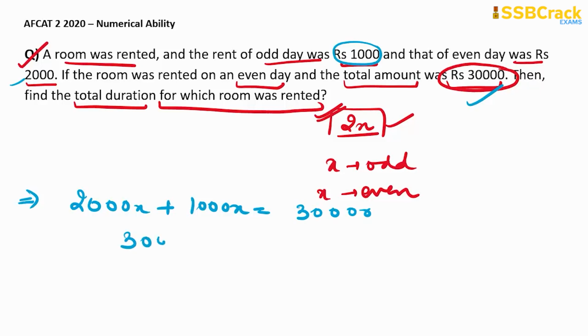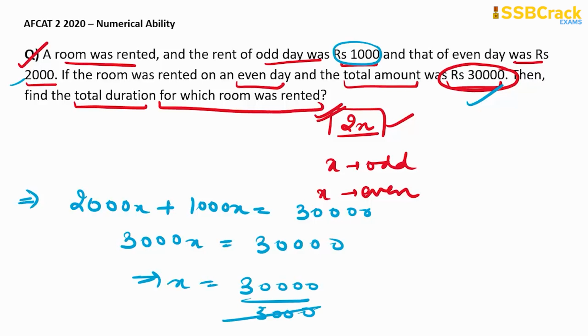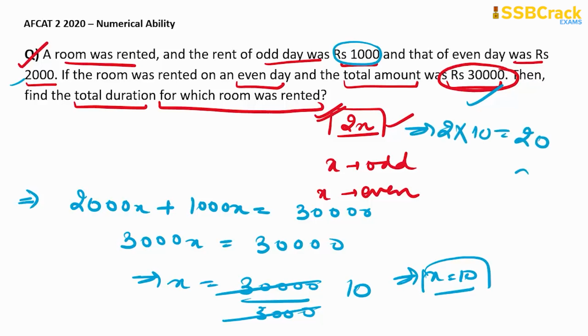Now 3000x is equal to 30,000. This implies x will be 30,000 by 3000. So it will be 10. So we have got x equal to 10. Then 2x will be 2 into 10, equal to 20 days, right? So that person stayed in that particular room for 20 days, for which he gave the amount of rupees 30,000, right? So 20 days should be the answer for this particular question.